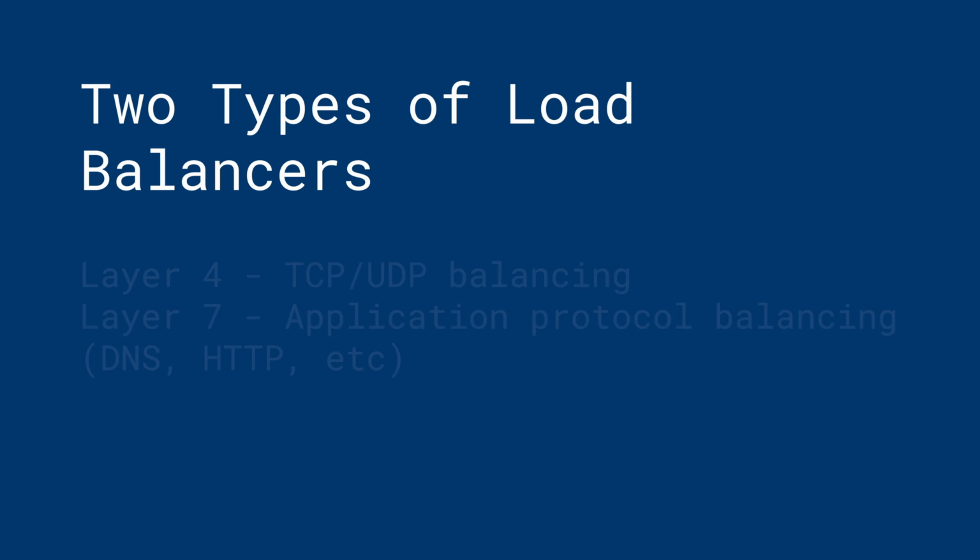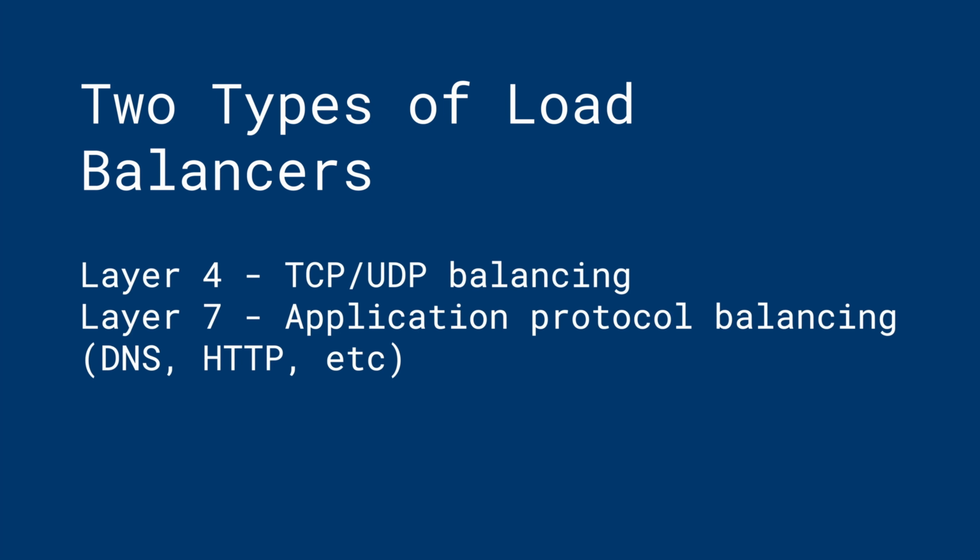There are two types of load balancer that we use. Layer 4 distributes only TCP and UDP data and uses only IP data for balancing. And layer 7 is our application protocol balancer, which can use data from DNS, HTTP, and other protocols, and additionally can link to different services to get additional data.